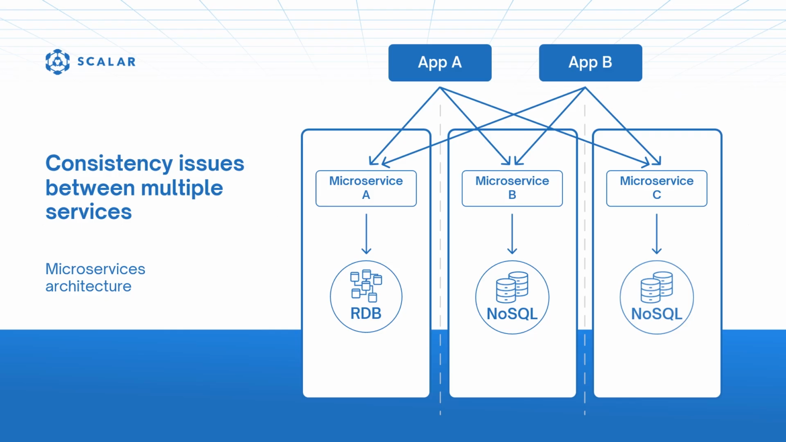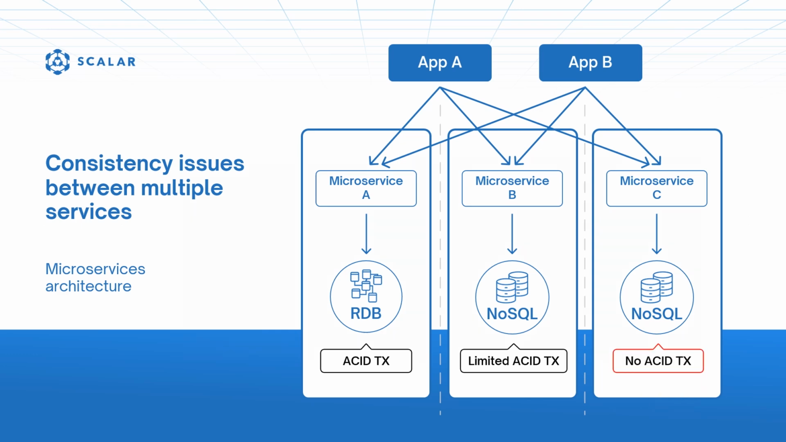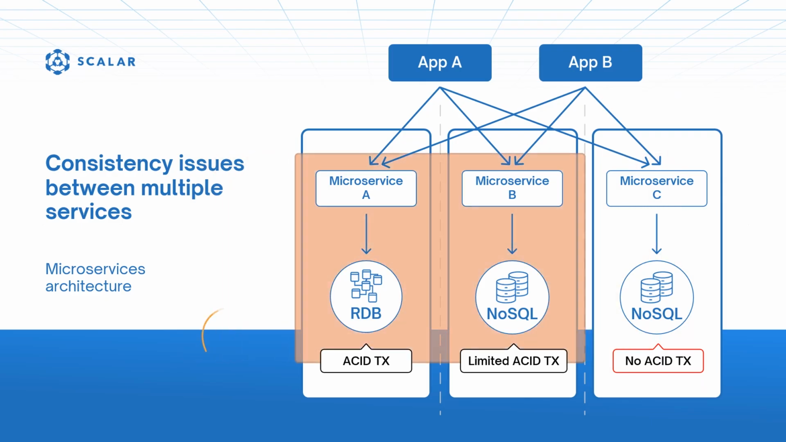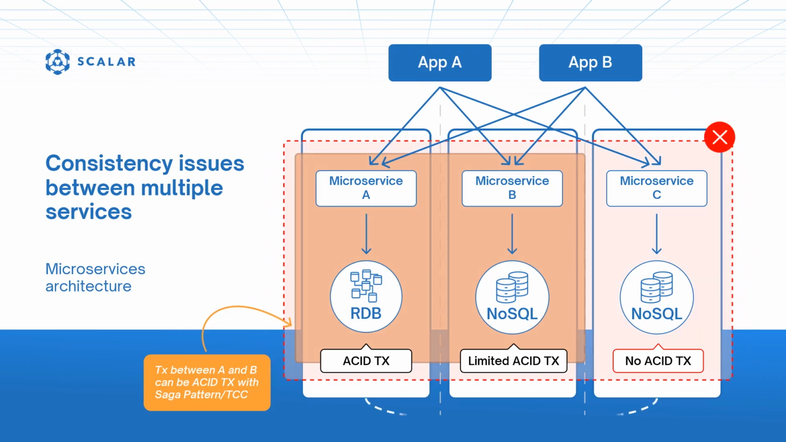Consider a case where there are three microservices, A, B, and C. Microservice A manages a relational database. Microservice B manages a limited ACID-compliant NoSQL database. And microservice C manages a NoSQL database that is not ACID-compliant. In this case, it may be possible to achieve transactions between microservices A and B by making use of the Saga pattern, etc. However, transactions including microservice C cannot be realized.